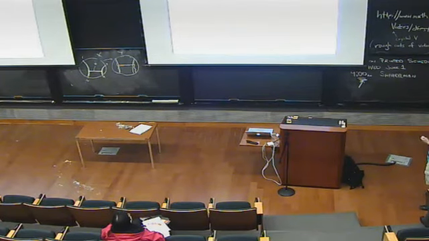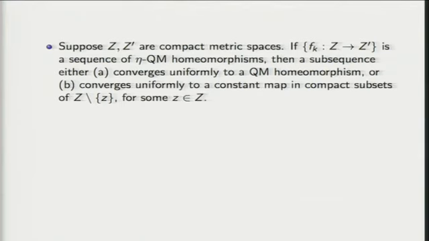Now, another property of these Quasimobius homeomorphisms is compactness. This is similar to what we saw mentioned last time in regards to quasi-conformal homeos. So if you have compact metric spaces and you have a sequence of Quasimobius homeomorphisms with a fixed distortion function eta, then after passing to a subsequence, it either converges uniformly to a Quasimobius homeomorphism, with the same eta, or it converges to a constant map on the complement of a point. Okay?